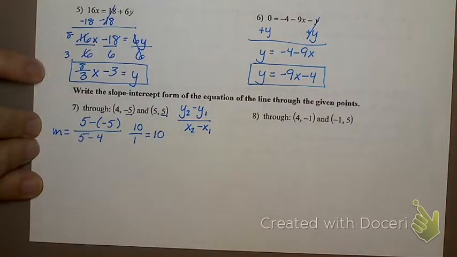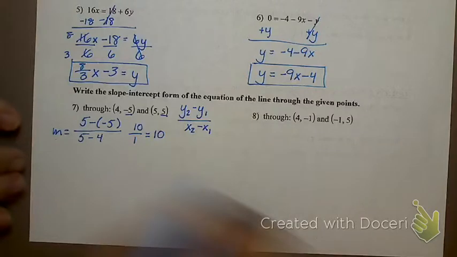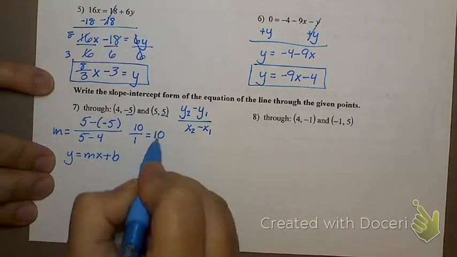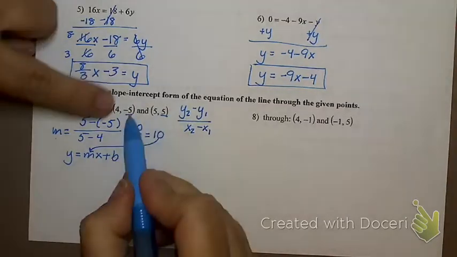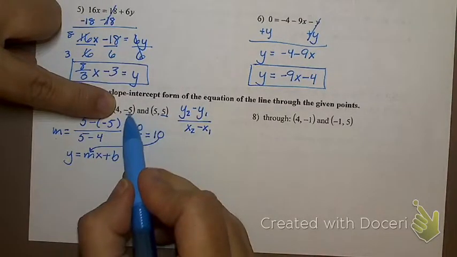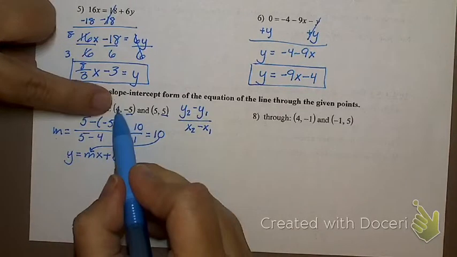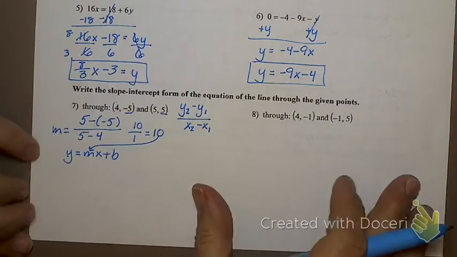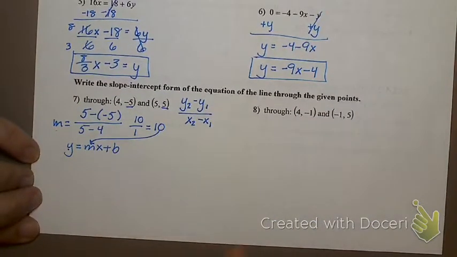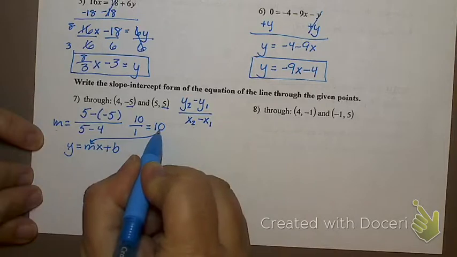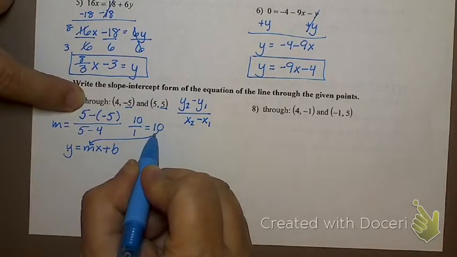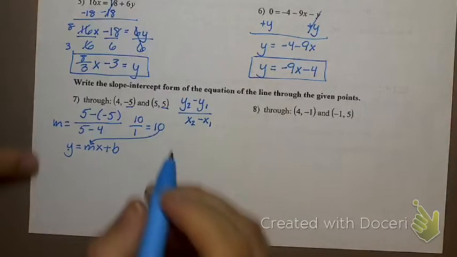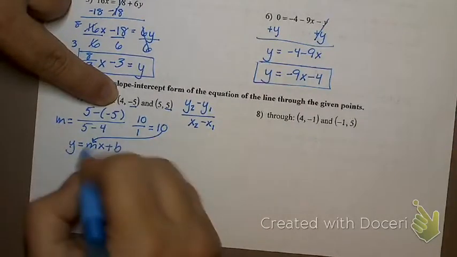Now, I taught you a way of doing this where you would take y equals mx plus b. You would plug the 10 in here for m. You would pick one of these points and plug in negative 5 for y, 4 for x, and solve to get b. That is absolutely a way you can do this. But let me show you another way. If I take my slope now and put something in point slope form, I can go to slope-intercept form easily from there.